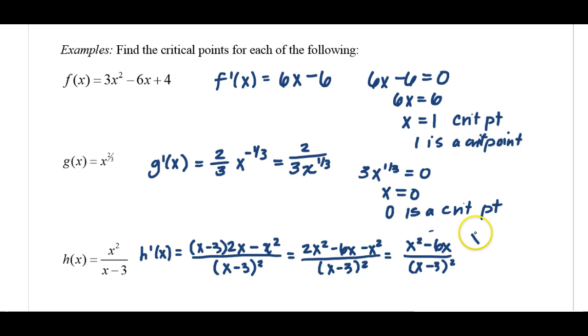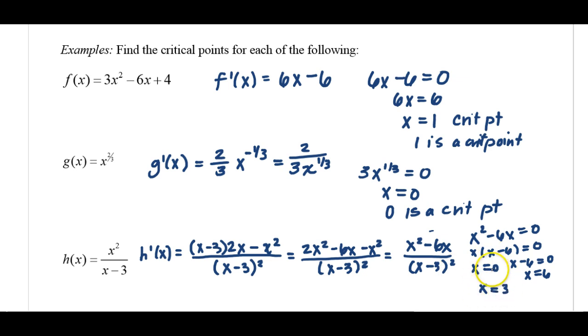So if I set the top equal to 0, x squared minus 6x equals 0, I can factor out an x here, so x times (x minus 6) equals 0, and use my zero product property, set each of these expressions being multiplied equal to 0. So I have x equals 0, x minus 6 equals 0, so I get x equals 0 and x equals 6. And then in the denominator, the only value that will make the denominator equal 0 is positive 3.